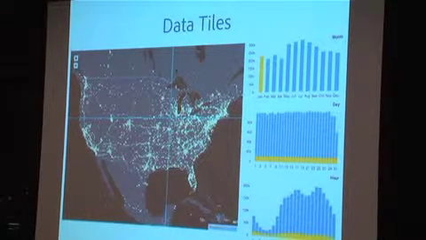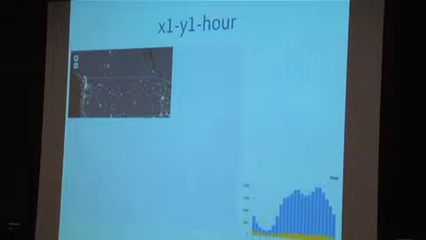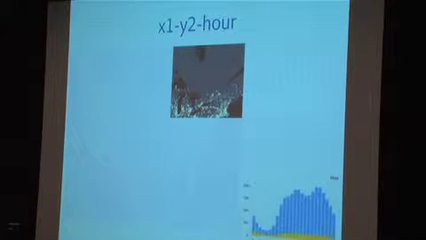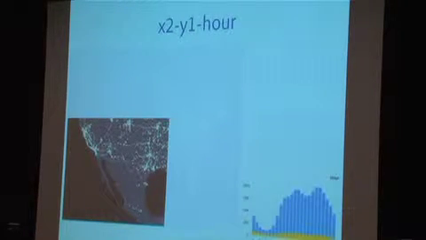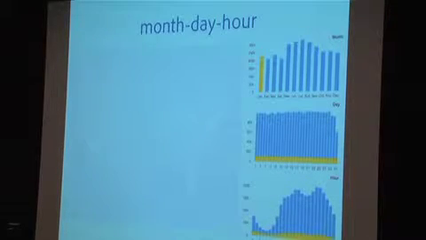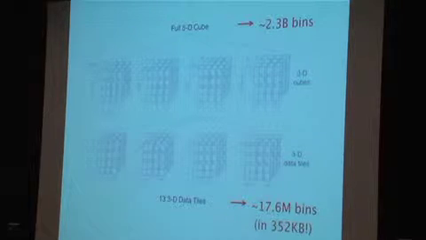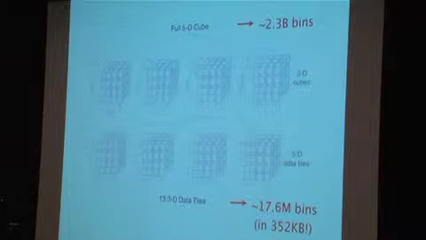So first is the x1, y1 dimension with each of the temporal dimensions, and then x1, y2 with each of the temporal dimensions, x2, y1, and x2, y2. And finally, to enable brushing and linking between the temporal dimensions, we need an additional data tile. So altogether, we have 13 data tiles. And the reduction is pretty dramatic. We go from about 2 billion bins to about 17 million bins. And if we apply compression techniques, we can get all the 13 data tiles in about 350 kilobytes, which can be easily transferred over the network.